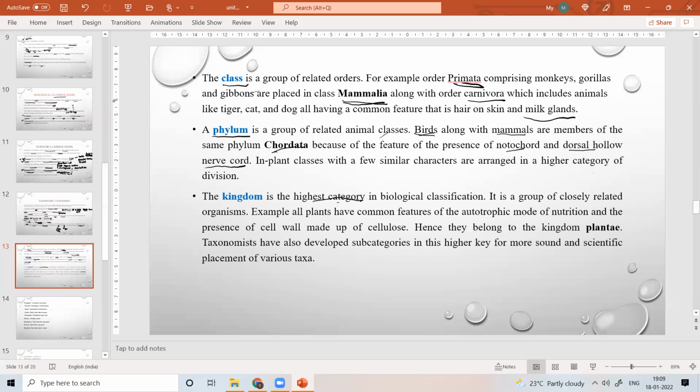For example, all plants have the common feature of an autotrophic mode of nutrition. That means just by seeing a plant we can say it will possess photosynthesis. They can make their own food. That is what the autotrophic mode of nutrition is. That means they will not depend on others for their food needs. And the presence of a cell wall is the other common feature present in the plant kingdom.